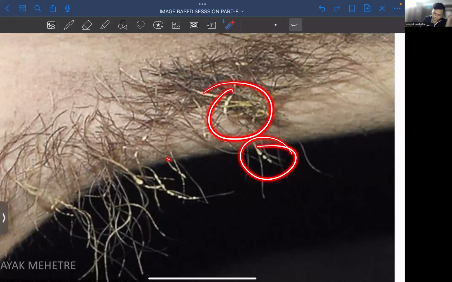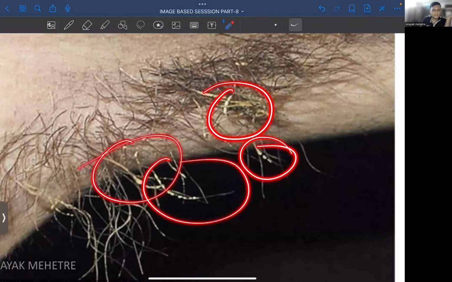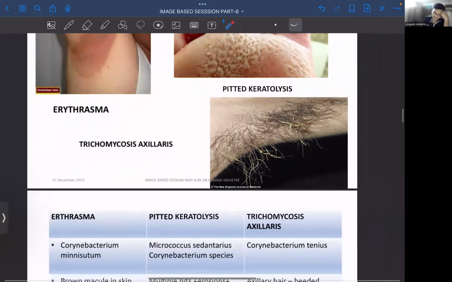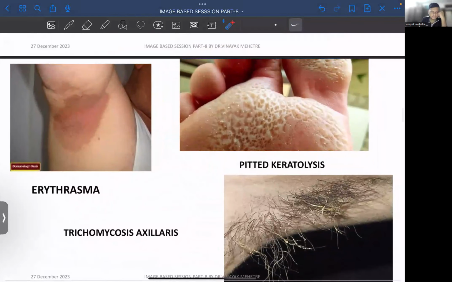Discoloration of hairs present in axilla, right? It happens in summer, especially for those who live in Delhi, Gautam Nagar. No room for air inside the room. This is called as trichomycosis axillaris. Okay, trichomycosis axillaris. Okay, this has been asked.